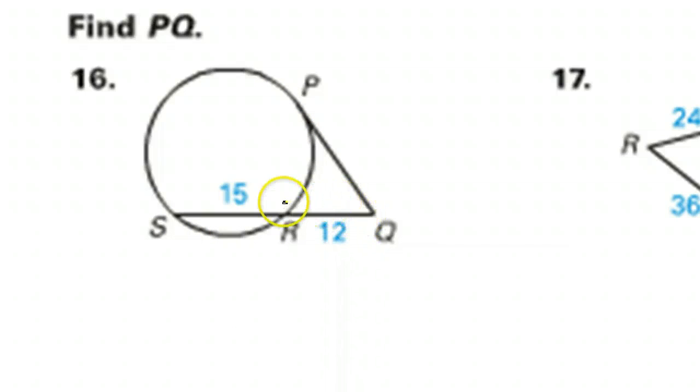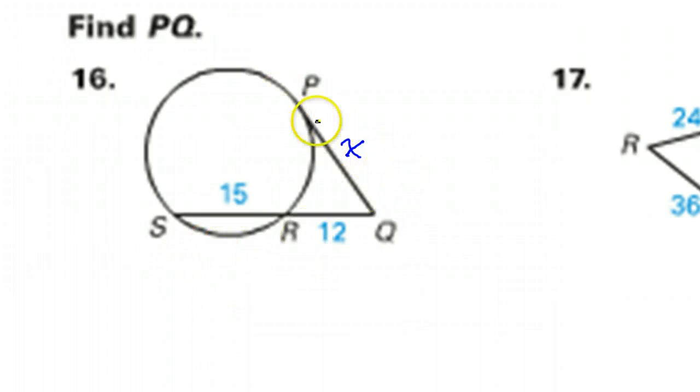These problems look a little weird because where's the variable, right? But they say find PQ. So guess what? You can make your own variable. See how easy that was? Just put an x.